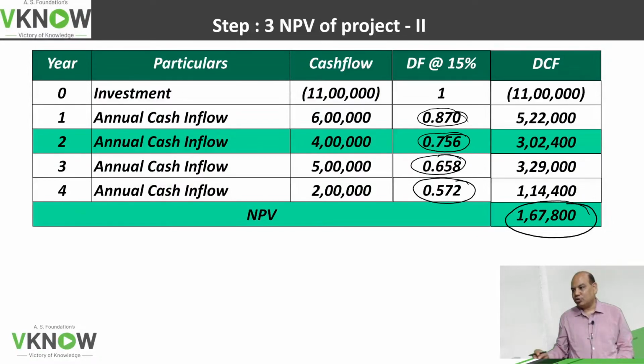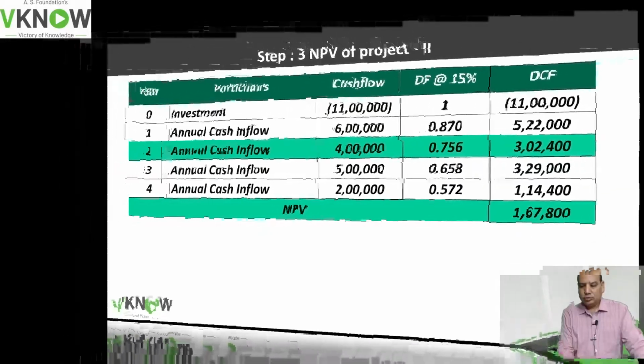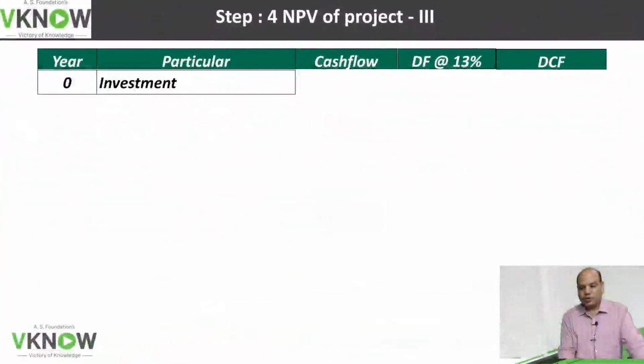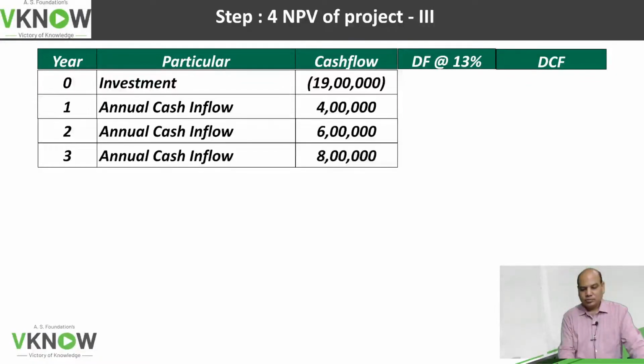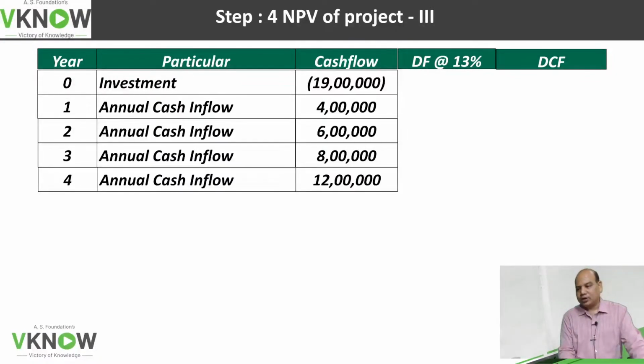Otherwise, check the answer yourself once again. If the difference is very high, please check the answer yourself again. We'll go now to step number 4, NPV of project 3. Draw the same table. This time the discounting factor will be 13%. Please solve.